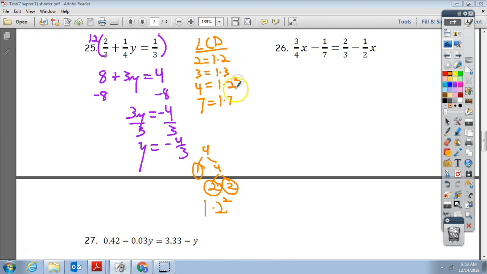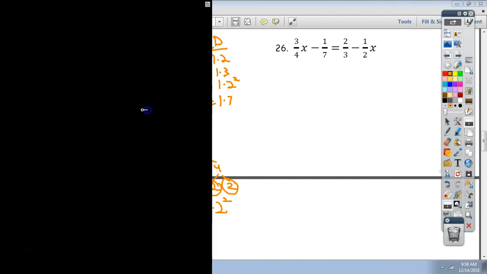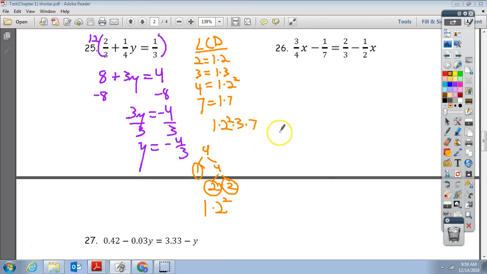And I told you to take your numbers here that you look at, cover up these guys here, and just look at these factors. You got 1s, you got a couple 2s, you got a 3, and you got a 7. List those numbers out. Then, if any of them have exponents, notice this one is 2 squared, and this one is 2 to the first. Only keep the highest exponent and multiply those together, and you've got your common denominator.